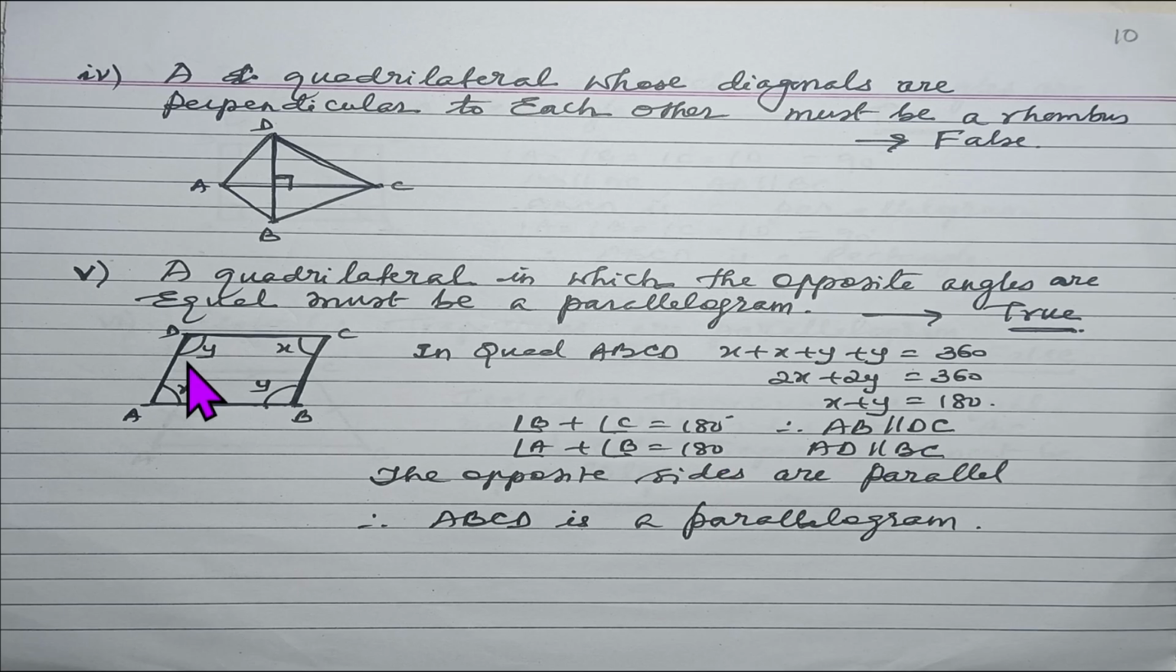180 degrees. So if you take x plus y here, AB and DC are lines and AD is a transversal. If the co-interior angles are supplementary, 100% AB is parallel to DC. And so also if I add x and y here, again it is 180. Again AB is the transversal, so AD is parallel to BC. So we have got AB parallel to DC and AD parallel to BC. 100% ABCD is a parallelogram.